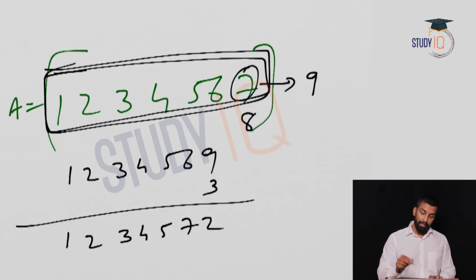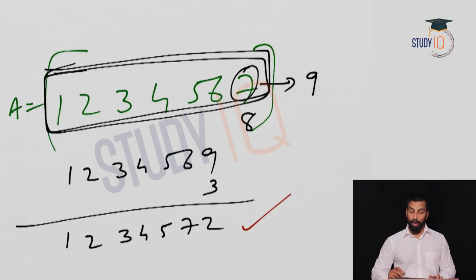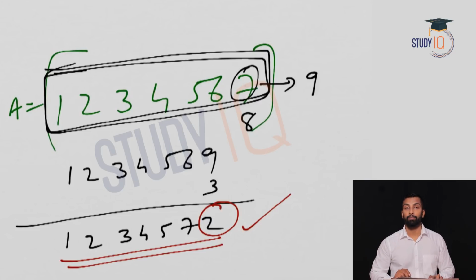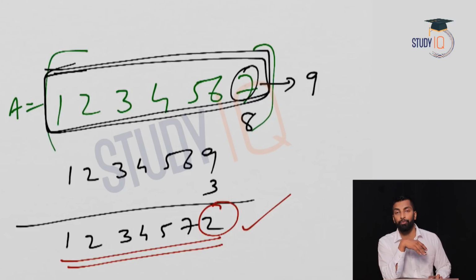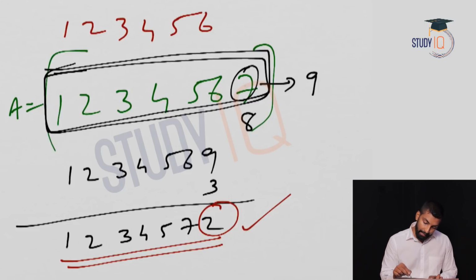So if the question is about what is the next multiple of 6, your answer is this. Why? It's an even number. The sum of digits is divisible by 3. So both conditions are satisfied. What if the question was the previous multiple of 6? Then your answer is 1, 2, 3, 4, 5, 6, 6.